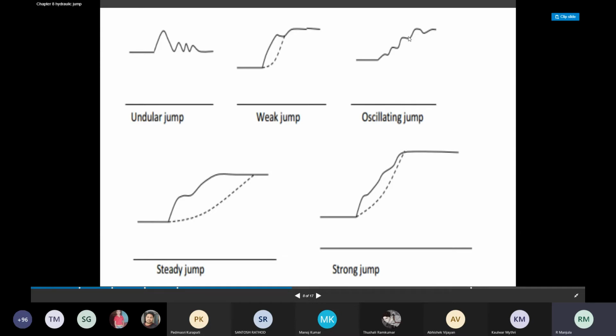In the oscillating jump, you can see slow formation of slope here, and in the steady jump there is wake formation happening here, and there is an increase in the depth also. But in the strong jump, the difference between y1 and y2 is huge, and there is a strong formation of the surface. You can see the surface strongly formed. Okay, this is about the classification of hydraulic jumps and their profiles.